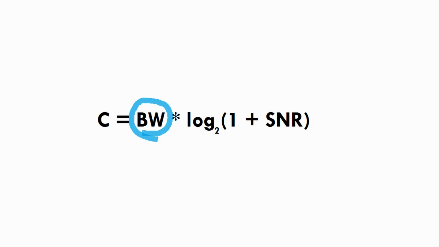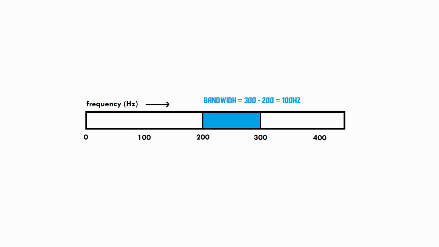The other term that is in this equation is the bandwidth. And the bandwidth means the range of frequencies that you are using for the transmission. So it's the difference between the highest frequency that you use and the lowest frequency you use. It's the width of the channel that you're using.